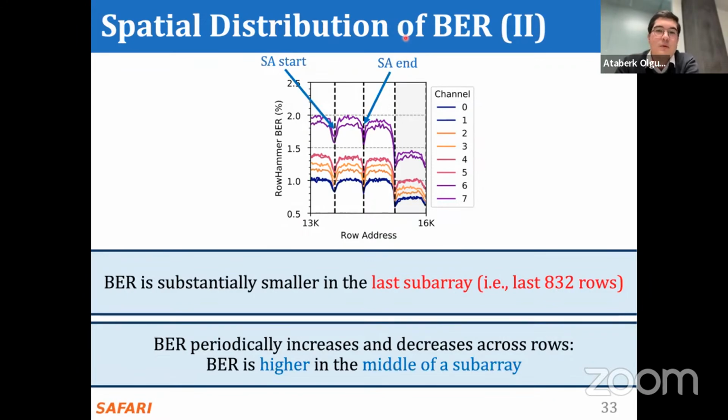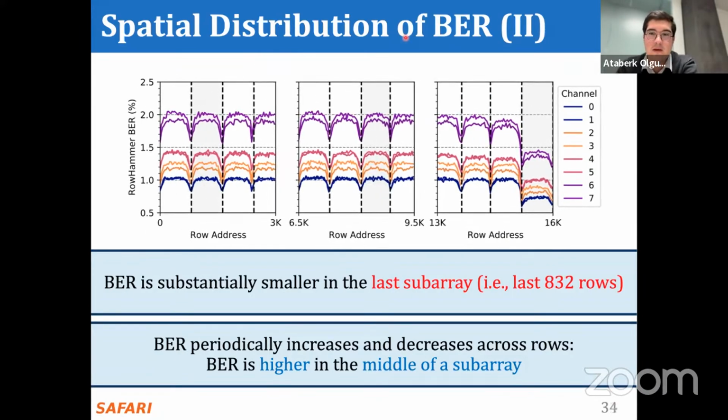We also see that the bit error rate goes up and down as we increase the row addresses. We see that the bit error rate is the highest in the middle of a reverse engineered subarray, and it's lowest on either ends of the subarray. And we will explain this later in more detail. Now we show the same plot for the first and middle 3000 rows, and we see that our second observation is valid for all tested DRAM rows.